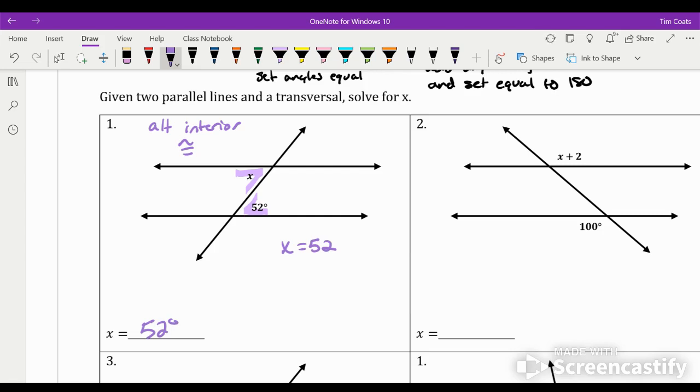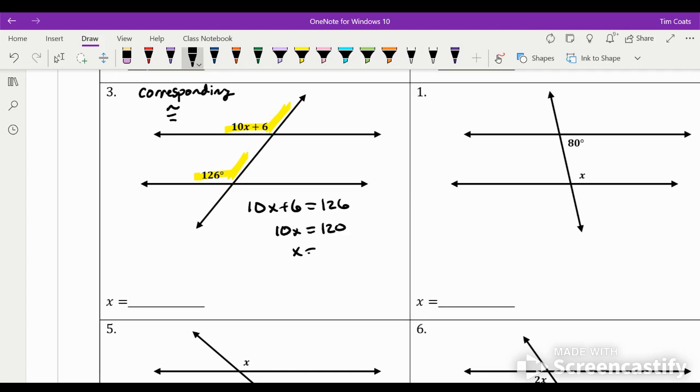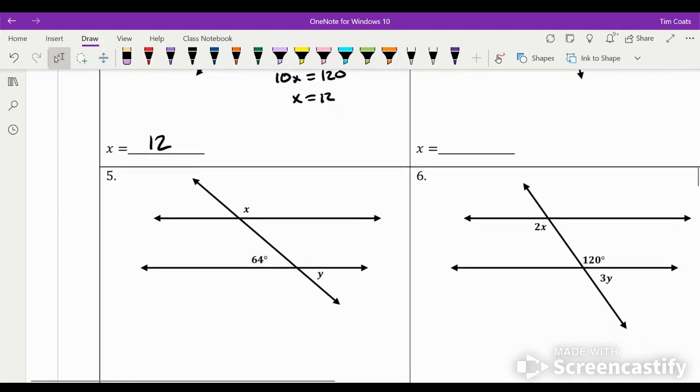Now, if we go down to number 3, this angle and this angle. Highlight them. You see that F shape appearing. So that means corresponding. Corresponding are congruent. So congruent means set them equal. 10x plus 6 equals 126. So 10x equals 120. X equals 12.